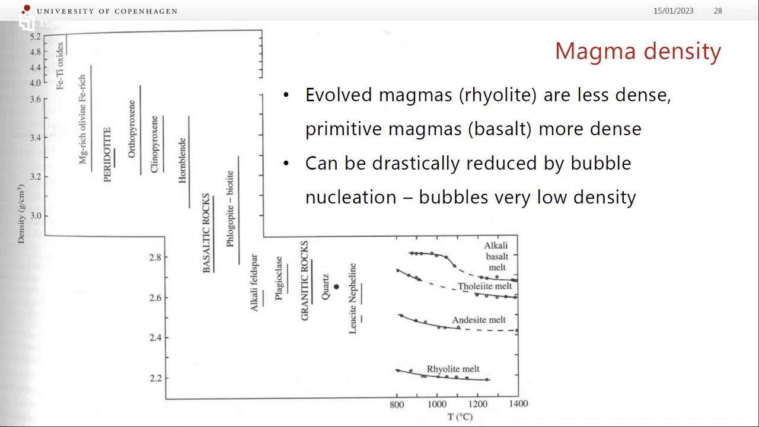The important thing here is that these changes are fairly big. A rhyolite is maybe 20% less dense than a tholeiite. But they're pretty minimal compared to the effect of bubble nucleation. Once you nucleate a bubble, that bubble has a density, which depends on the pressure, but it's essentially very, very low. And the net density of a magma that has bubbles in it is much, much lower than a magma that doesn't have any bubbles in it.